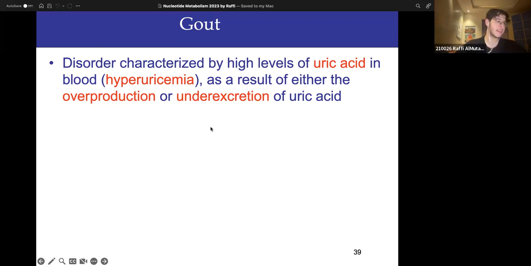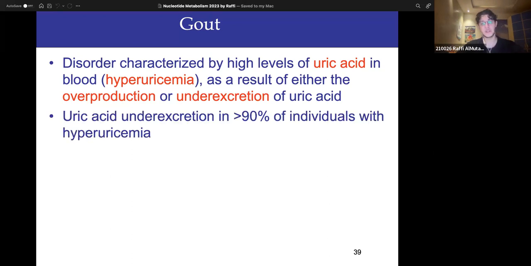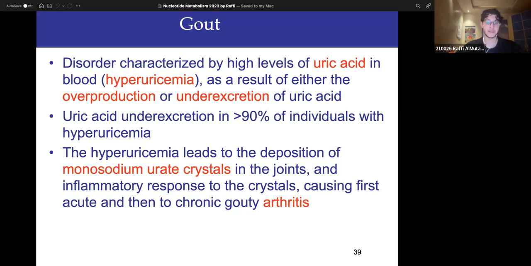And this can cause problems. And when we have hyperuricemia, one of the conditions we can get is something called gout or gouty arthritis. So arthritis is inflammation of the joint, and it's usually very painful. And gouty arthritis is due to the deposition of monosodium urate crystals, and this is a result of the hyperuricemia, and this leads to the arthritis. So usually this is because of underexcretion in most individuals who do have hyperuricemia.